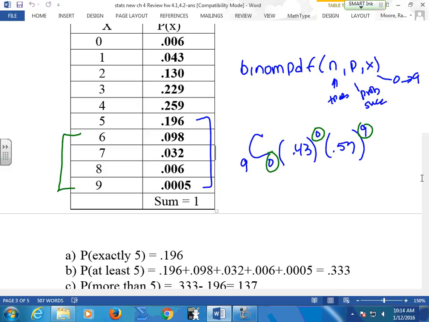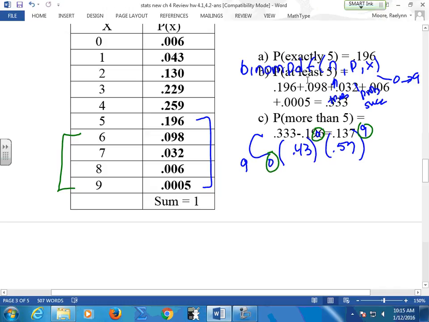Nick, are you okay with this? Okay, so you can do binomial PDF? Okay. Everybody can do that part? All right, good. Oh, that's weird.